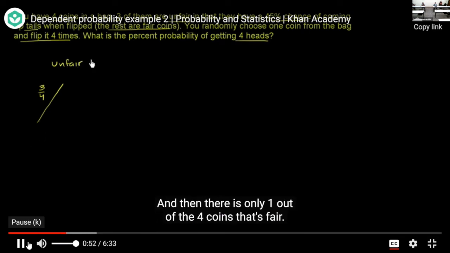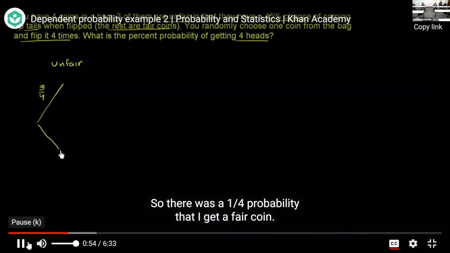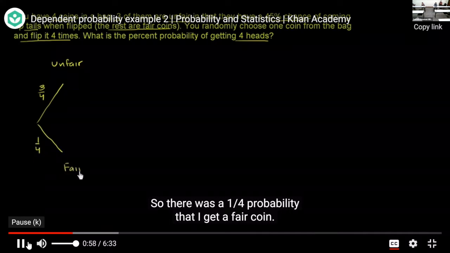So let's think about it. When we put our hand in the bag, we take one of the coins out. There's some probability that we get an unfair coin, and 3 of the 4 coins are unfair. So there's 3/4 probability that we get an unfair coin, and then there's only 1 out of the 4 coins that's fair. So there was a 1/4 probability that I get a fair coin.